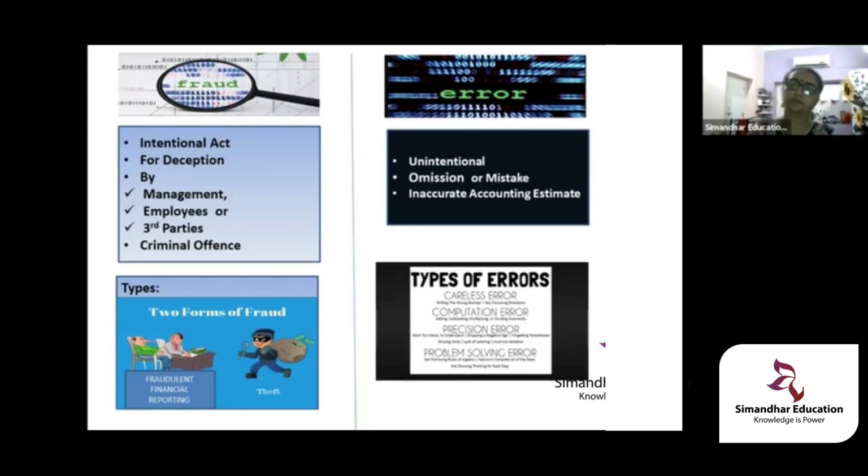And the second is theft. Now, when you say cooking the books, I understand it relates to books and leads to misstatement. What about theft? Theft, if it is concealed, you remember, it is always for deception, it is intentional and it should be concealed. Okay, so fraud, if it is in the form of theft, leads to misappropriation of assets. So fraud is basically of two types, guys. Fraudulent financial reporting and misappropriation of assets. What about errors? Errors are unintentional. They are omission or mistake, and an example is an inaccurate accounting estimate, without the intention. Okay, there are different types of error. We don't have to read about that.